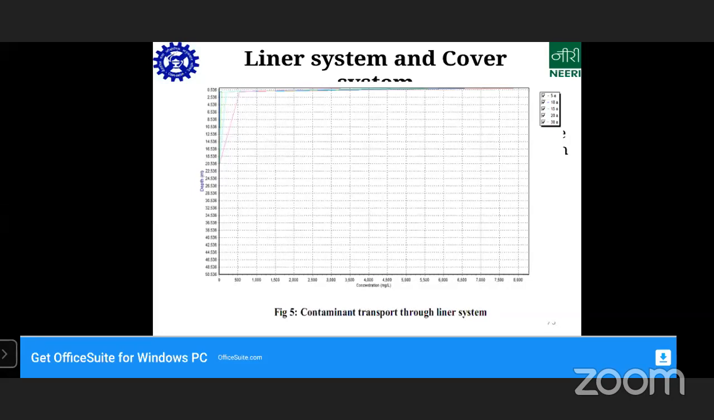The groundwater depth is around 200 meters, and you're getting 20 meters. So you can assume that it is kind of safe, whatever liner system you're providing, and the place where you're putting your landfill is a safe option.